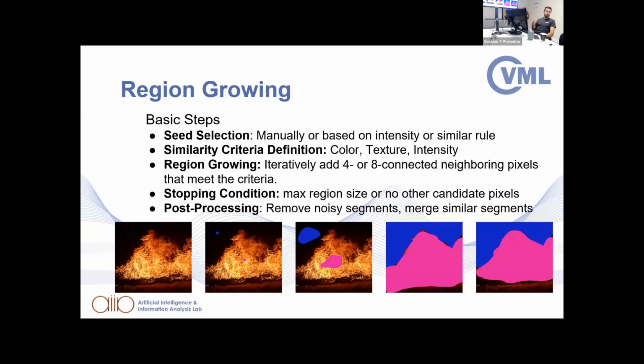Then we need the stop condition, for example, if we set a maximum region size, or if there are no other candidate pixels. And finally, optionally, we have a post-processing algorithm that, after we create the two areas, fire and non-fire, may discard irrelevant points with some statistical algorithms.